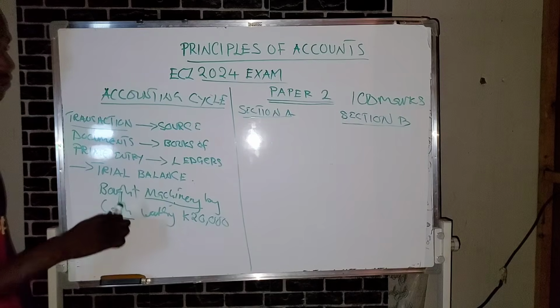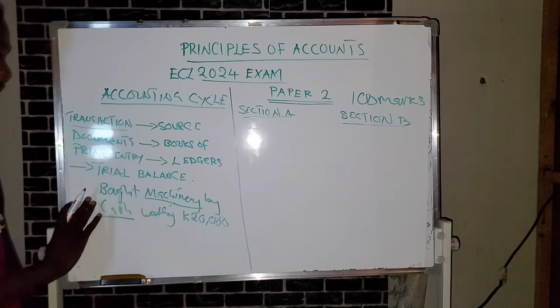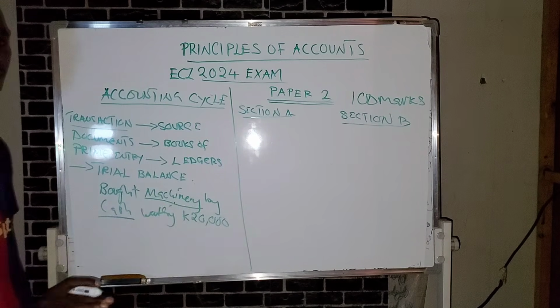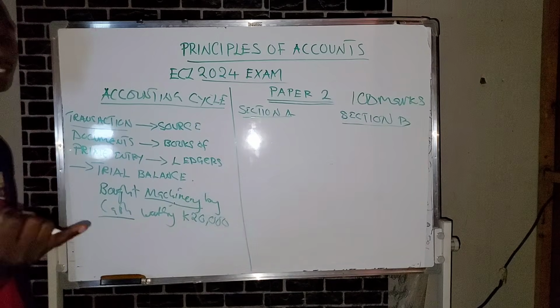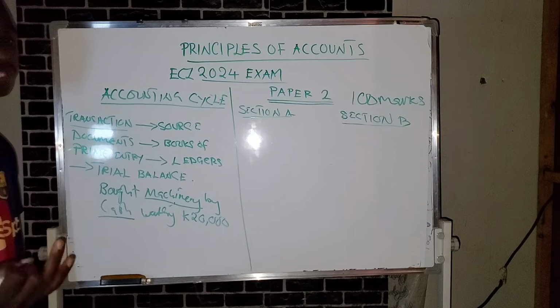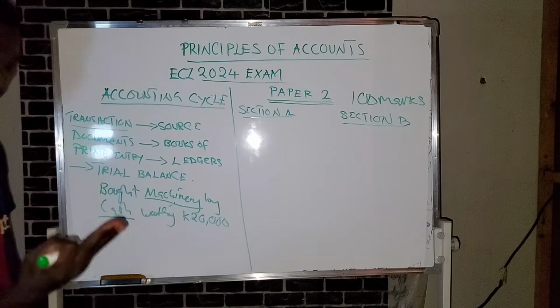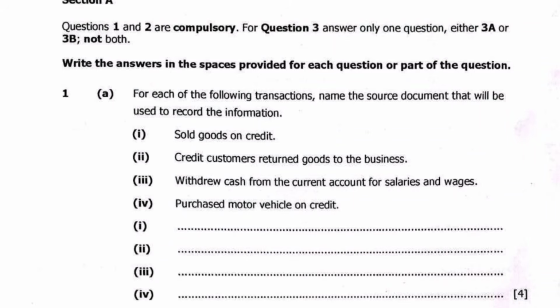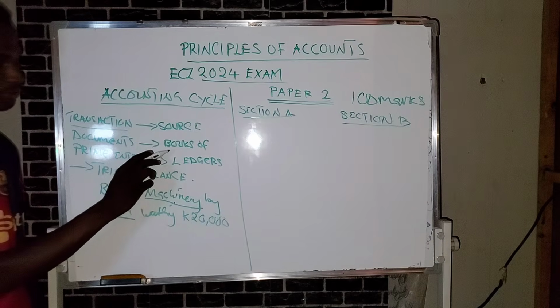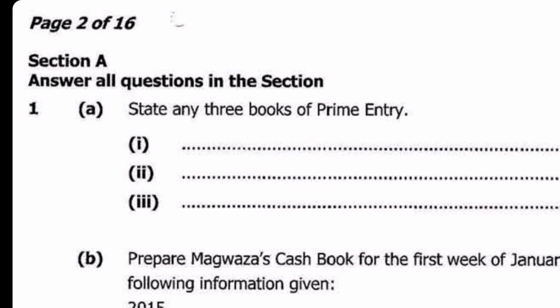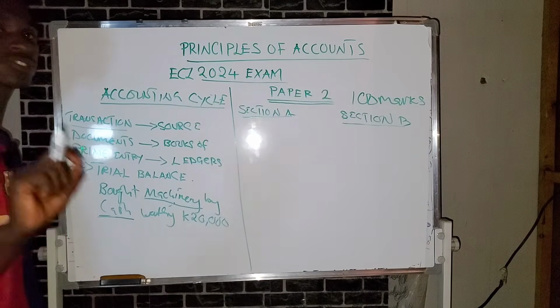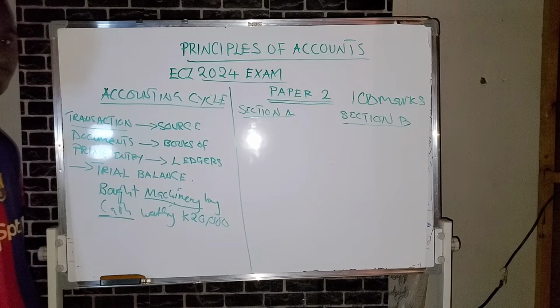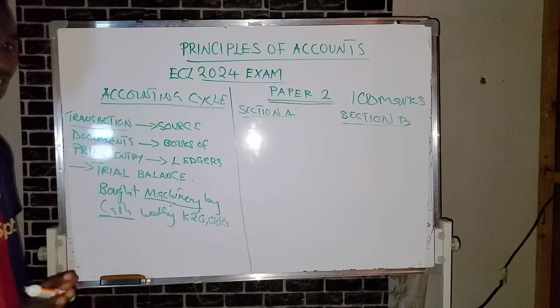So what is the source document for a cash transaction? Cash transactions have a lot of source documents. You have receipts, check counterfoil, deposit slip. Those are for cash transactions, since this was cash, not credit. Now, the book where we record, the book of original entry or prime entry, is the cash book. The cash book is a book of original entry where cash transactions are recorded. Are we together?